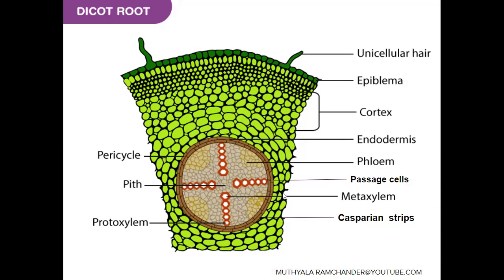The starch layer of cells is covered with strips. The strips were first identified by the scientist Caspary, so these strips are also called Casparian strips. And in this endodermis, opposite the protoxylem, passage cells are present. The passage cells mainly help in allowing water and minerals from cortex to stele.